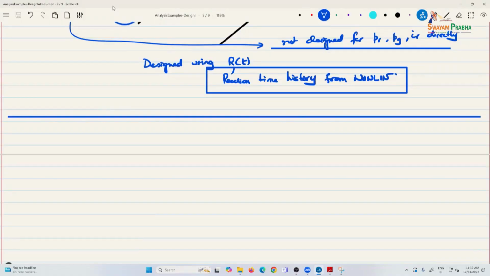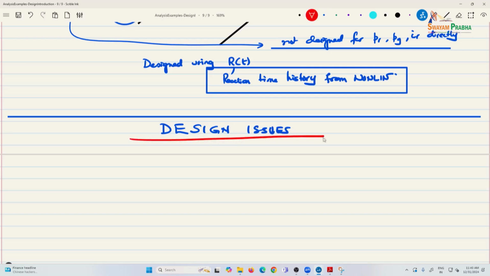Next, the next 3 sessions we will look at design issues. Now we have seen so far what are analysis based issues. In other words, in all these cases I had given a certain section and I had given pressures and you are checking to see if they are effective.